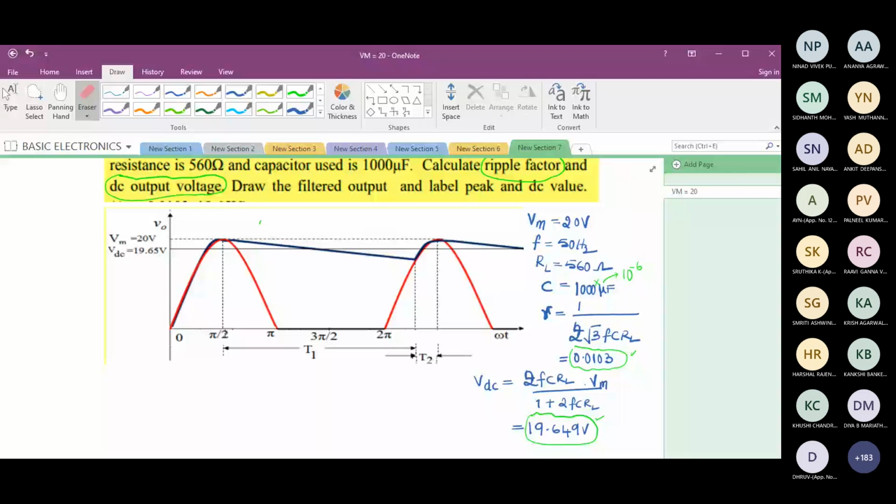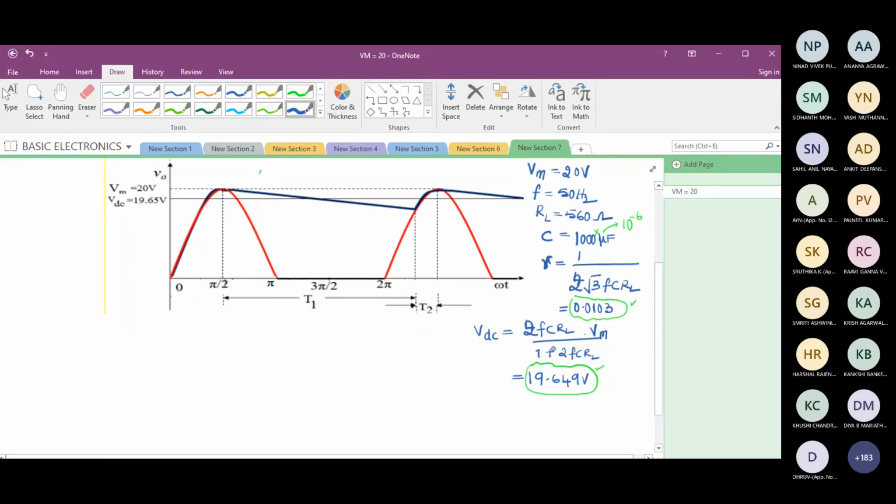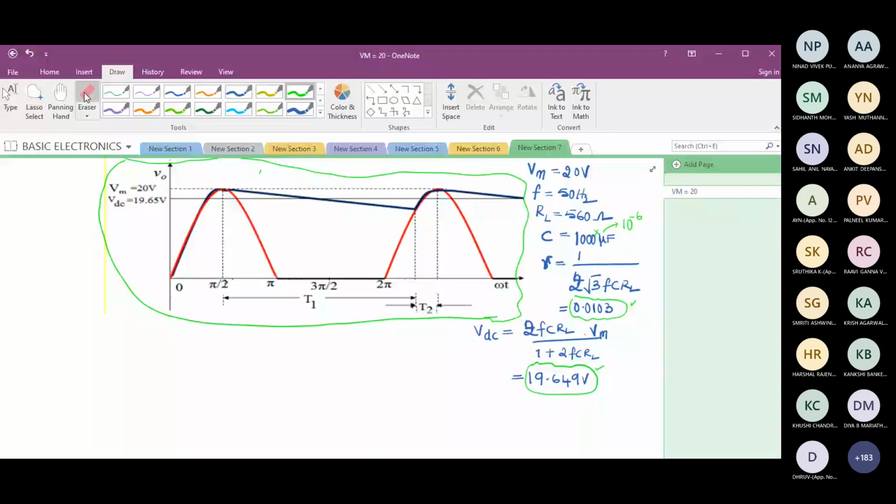Suppose there is a reason behind solving this, because this looks straightforward, nothing special. Use the formula and get it. Suppose I give this waveform. VDC, I will not write. I'll not write VDC here. Suppose I take out this part. I'll just give 19.6.